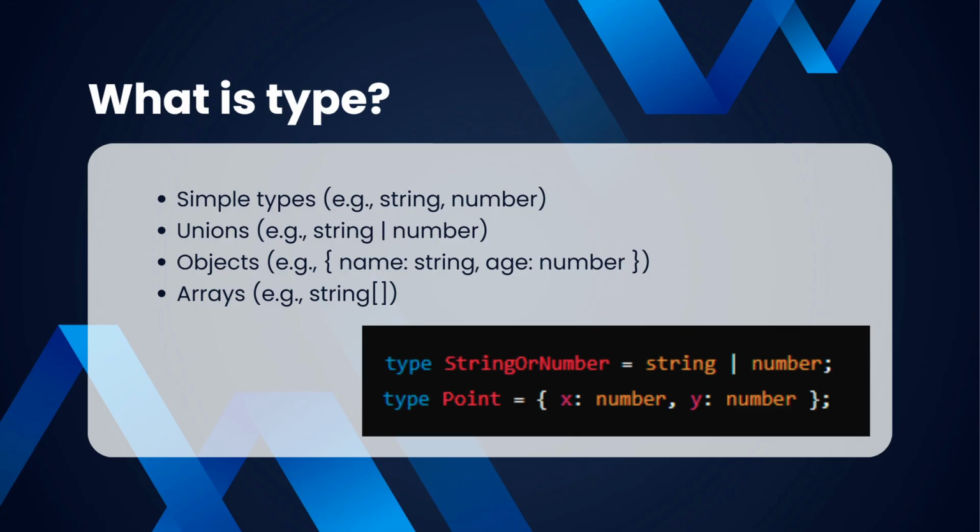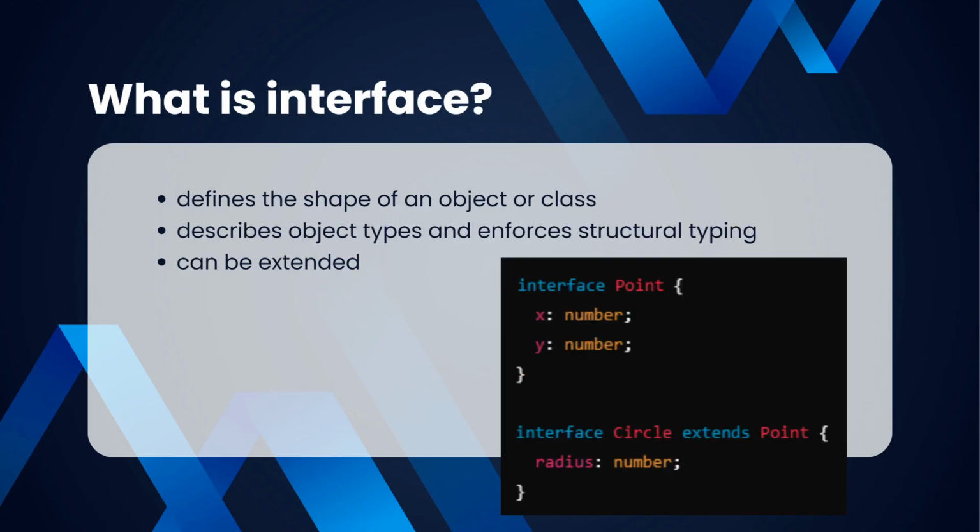What is type? Type defines a custom type alias. It is flexible and can be used for simple types, unions, objects, arrays, or for complex types. What is interface? Interface defines the shape of an object or a class, primarily used to describe object types and enforce structural typing. Interfaces can be extended or implemented by classes.